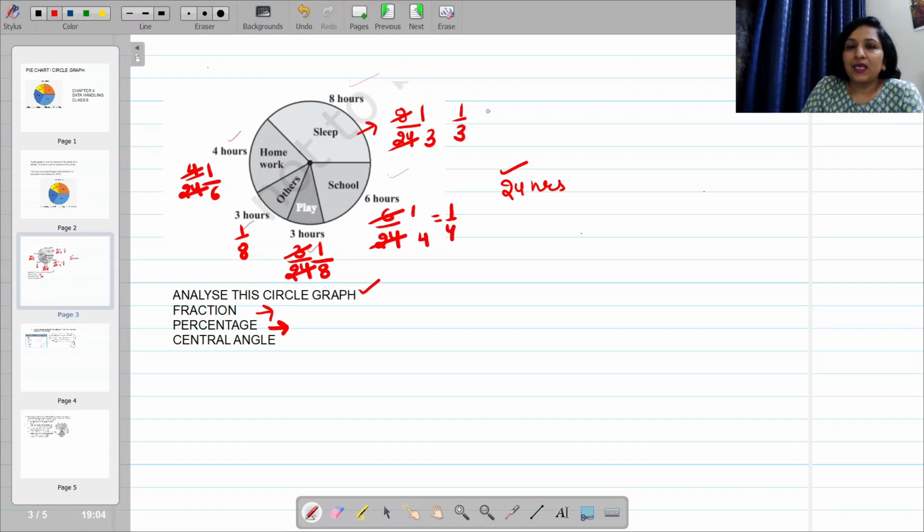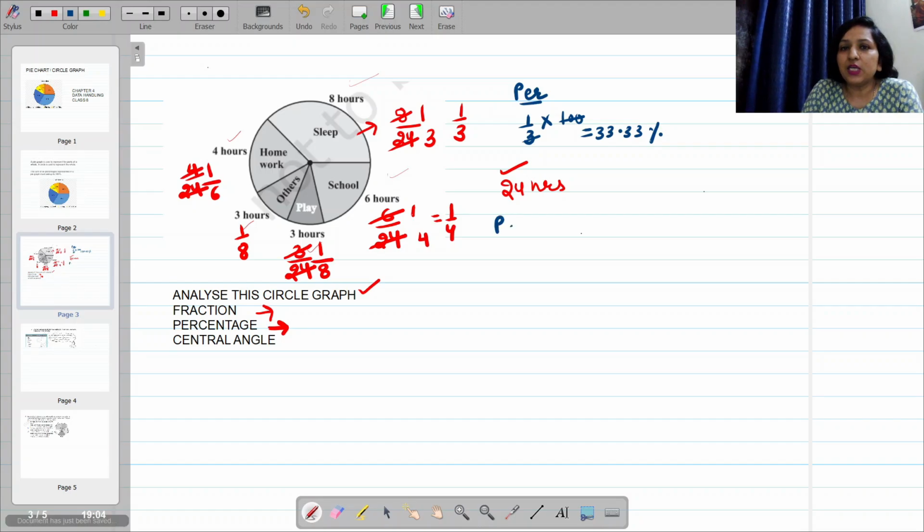So let us calculate what is the percentage of sleep. Okay. What is the fraction? 1 by 3. Now we are calculating percentage. 1 by 3 into 100. Just multiply that by 100. 100 divided by 3 will come somewhere around 33.33%. This much is the percentage. Now next one is 1/4.